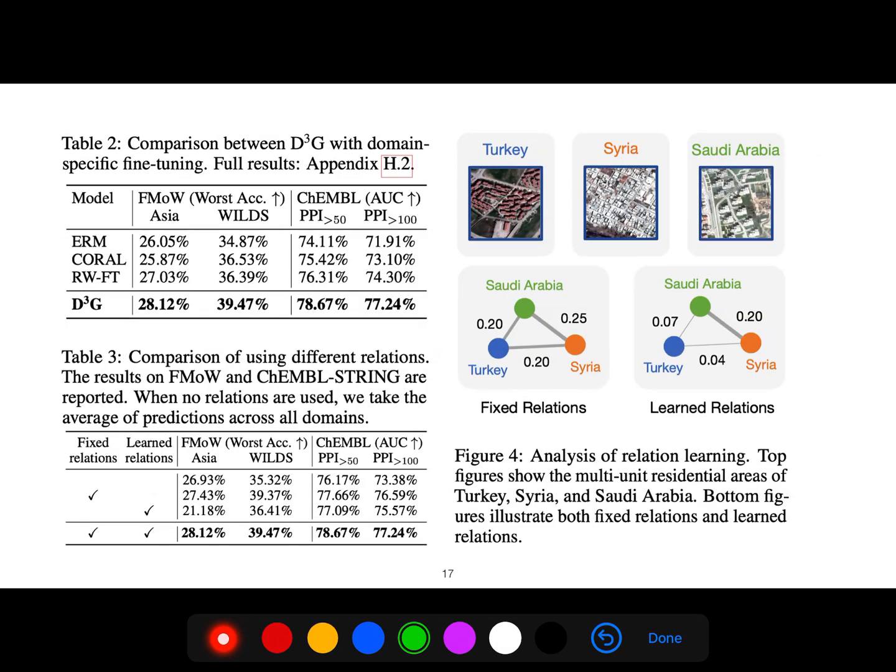So these are examples. For example, there are fixed relations. We know that Saudi, right, and there is a fixed relation between them. But the learned relations is what you are training.